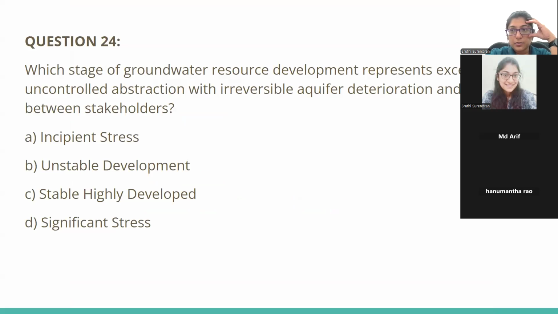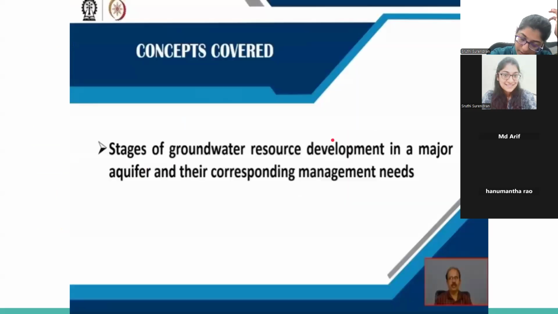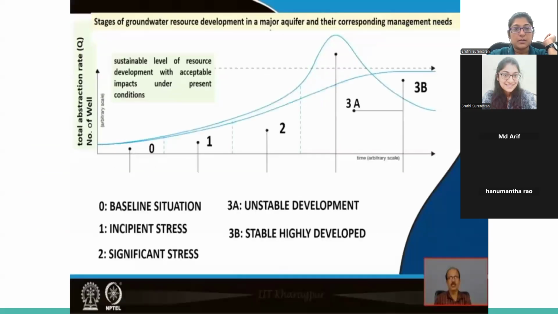Now we are moving onto something called the groundwater resource development. Let's just go through it once and then we'll come back to this question. There are various stages of groundwater resource development when you take into consideration a major aquifer. The stages can be represented like this: the baseline situation, then the incipient stress, significant stress, unstable development, and the stable development. So what does this mean?